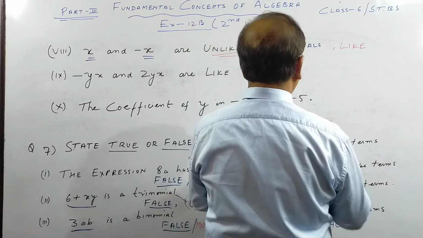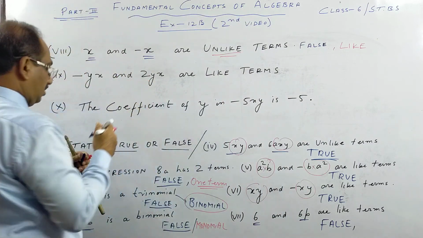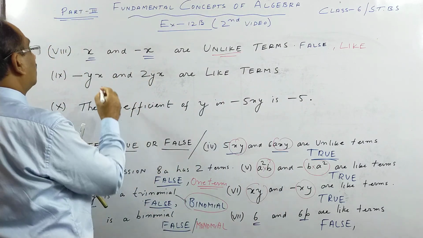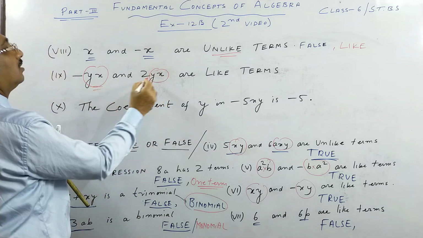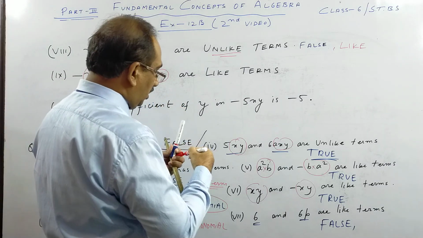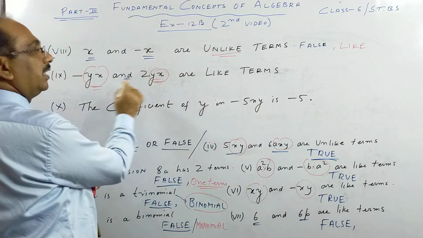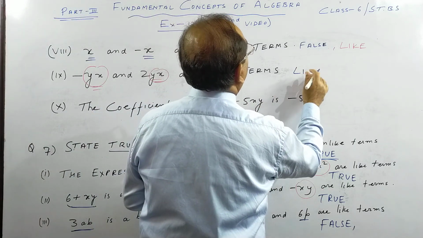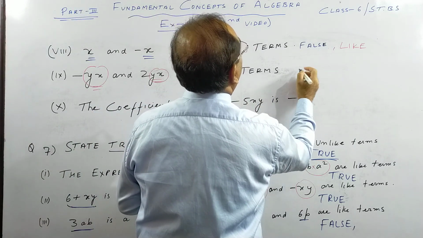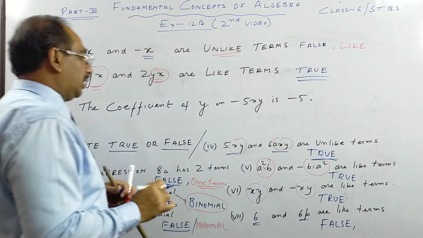So next question, minus yx and 2yx. So see literal coefficient, they are same. So yes, they are true, because they are like terms. See literal coefficient. So they are like terms means they are true. So they are true. So true, I have no correction.